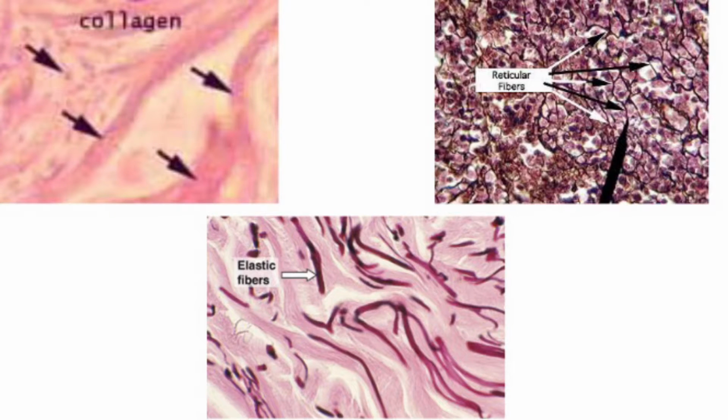The most common fibers are collagen, elastic, and reticular. Collagen fibers have a wavy appearance and provide connective tissues with their strength. Elastic fibers tend to look like lines and are responsible for the tissue's elasticity. Reticular fibers are thin collagen fibers and are also referred to as argyrophilic fibers.